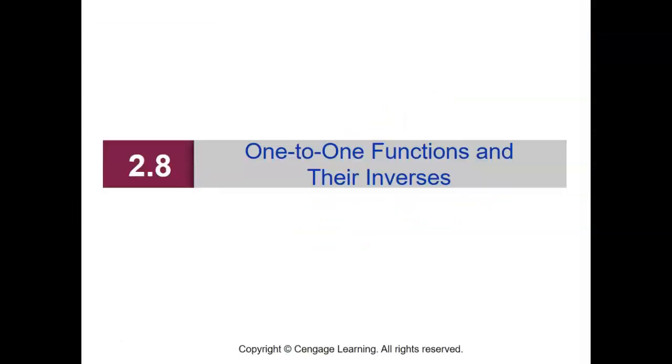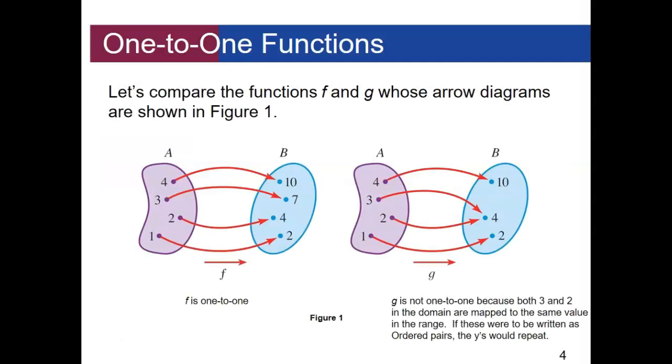Okay, today's lesson is going to be section 2.8, one-to-one functions and their inverses. Looking at this first diagram, this is representing a one-to-one function because each domain value in A is paired with one range value in B. If we look at this scenario here, G is not what we call one-to-one because you've got two input values that are being paired with the same output value.